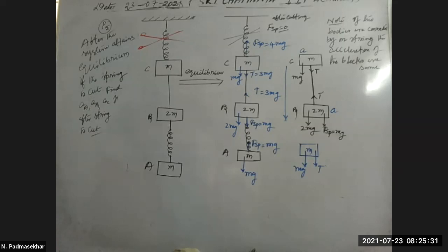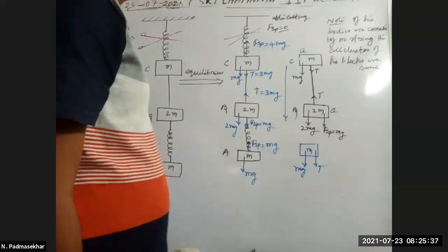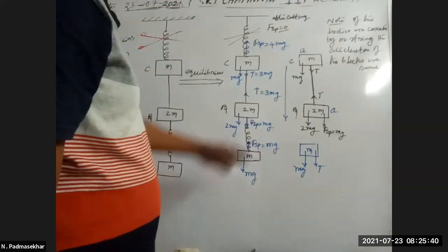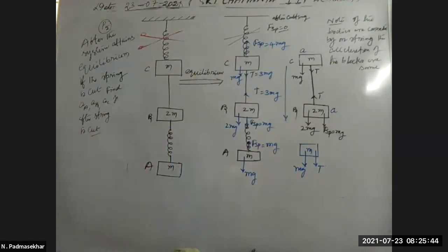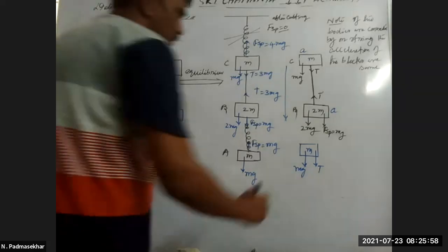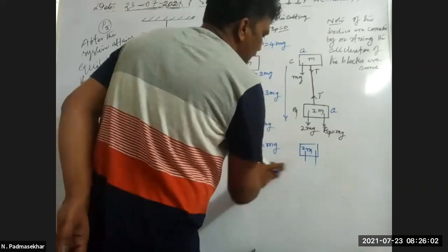So what is that? mg minus tension. The tension is acting on this block like this. Taking 2mg first, this is 3mg.